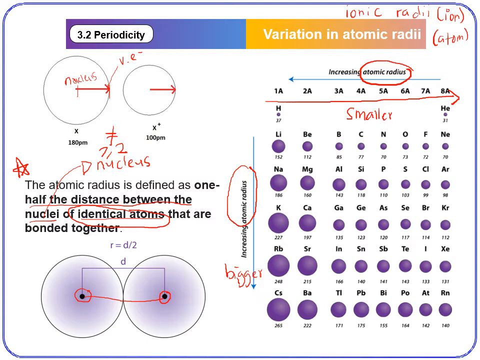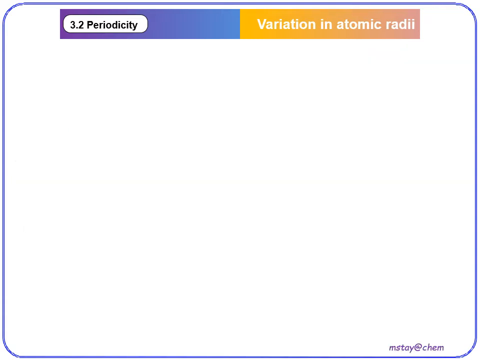Now, in the next slide, we are going to focus on ideas that maybe were not touched on during your lecture time. Before we go into details to analyze why the trend across the period is getting smaller and why going down the group the size gets bigger, we have to understand the factors that affect the variation of the atomic radius. Generally, there are two factors which determine the atomic radius.